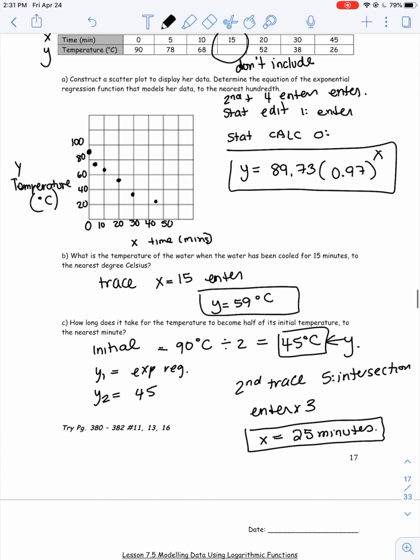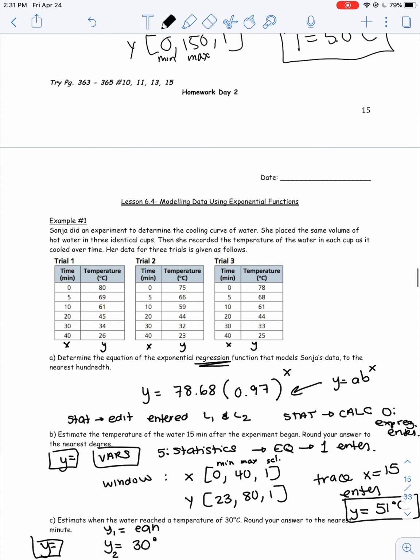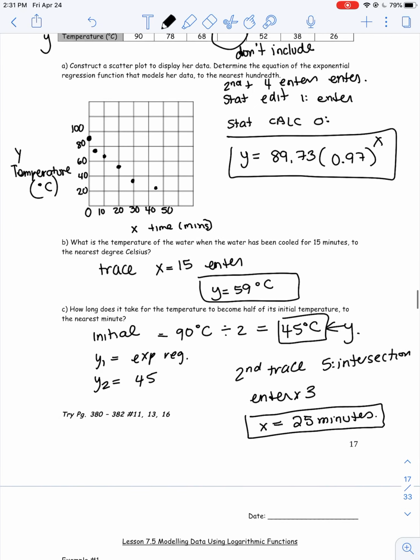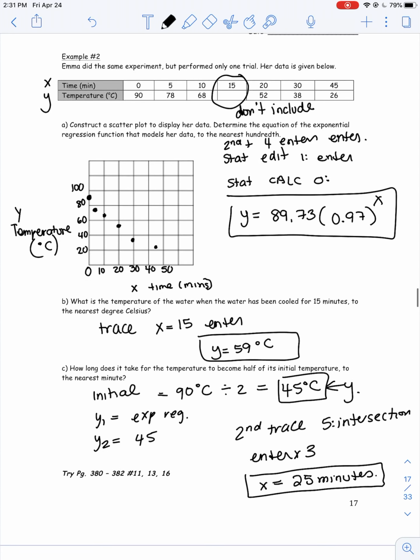Okay, so that is your lesson for 6.4. I hope you guys understood that. Let me know if you're having trouble finding these buttons.